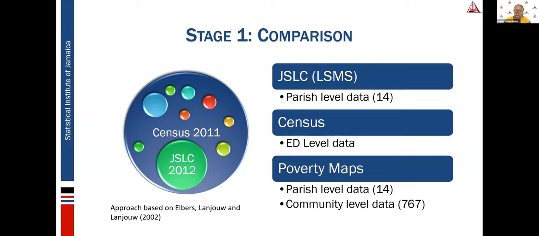but every 5 years we have what we call a large sample SLC that is designed to give us reliable estimates at the parish level for the 14 parishes of Jamaica. And the census, of course, was providing data at the ED level, the enumeration district level. The enumeration districts are on average 100 households in rural areas and 150 households in urban areas. The poverty maps that we ended up with gave us reliable estimates at both the parish level and at the community level. And we had defined 767 communities for the purposes of the poverty maps.